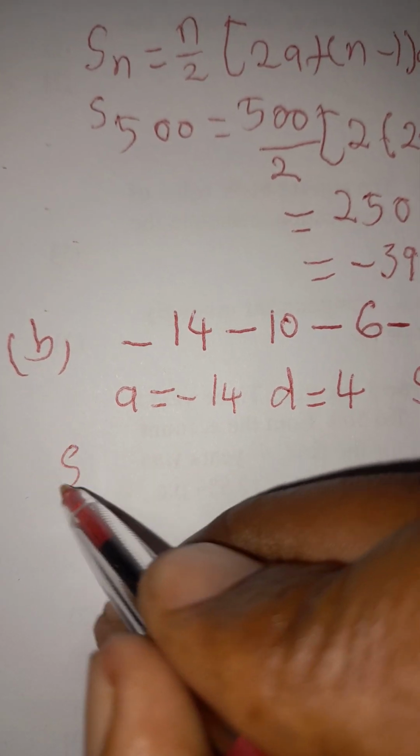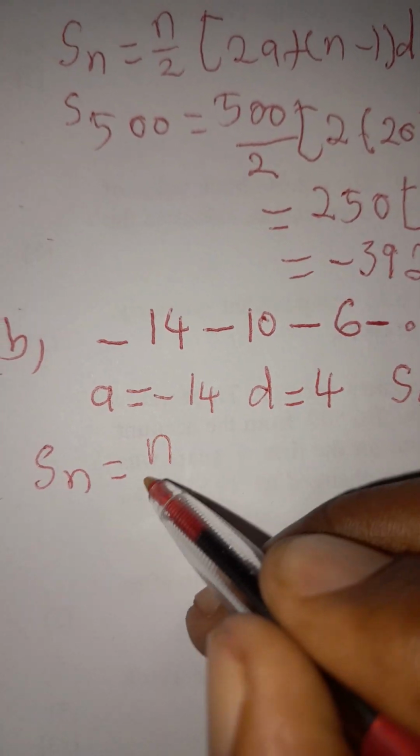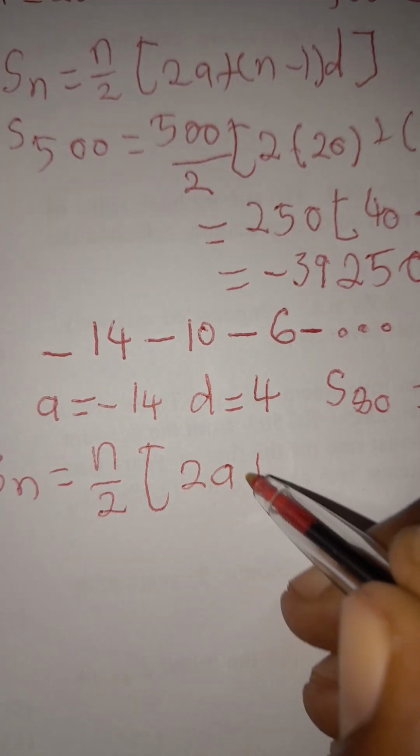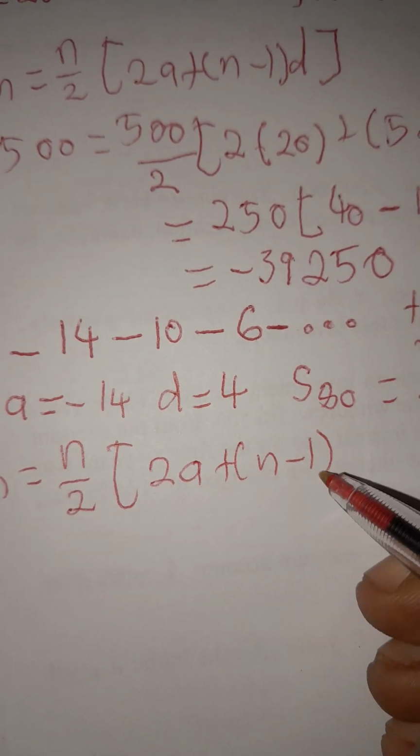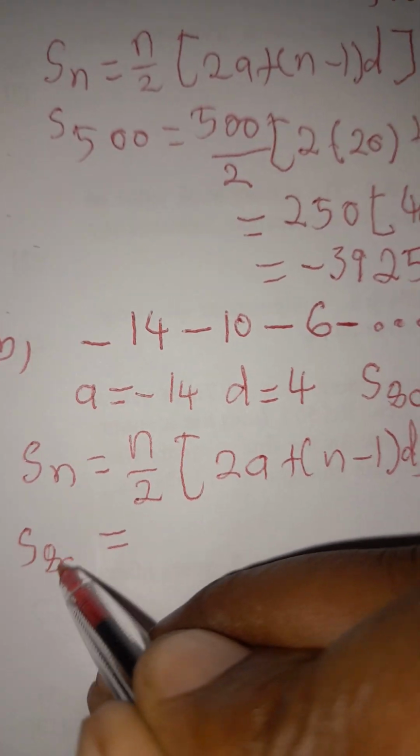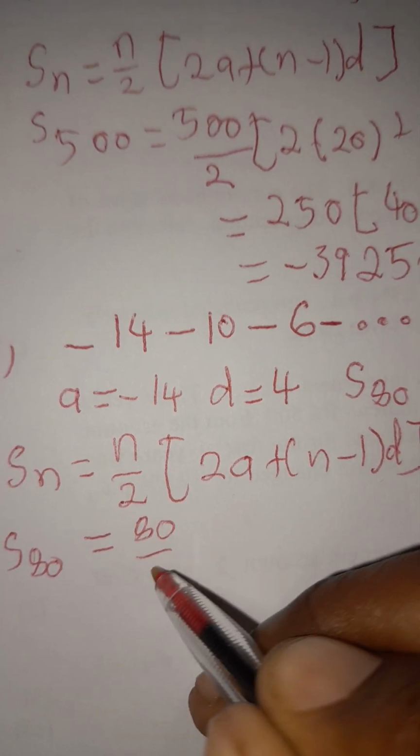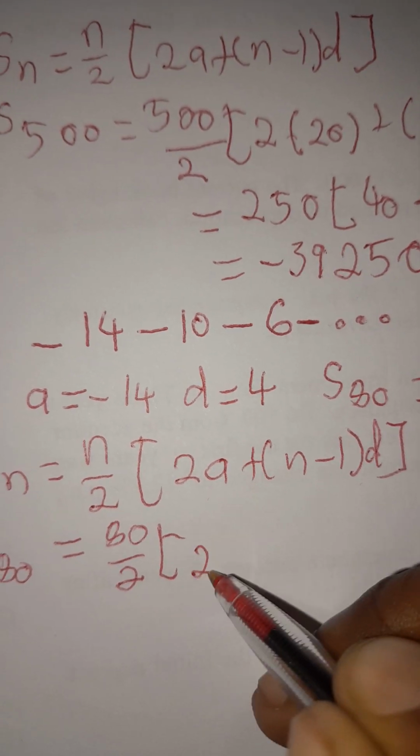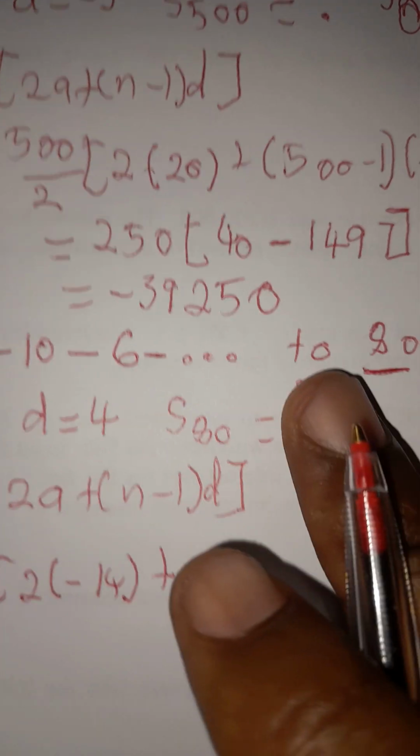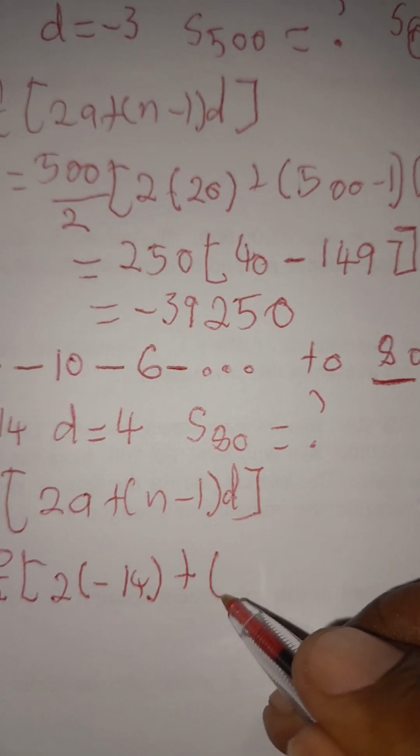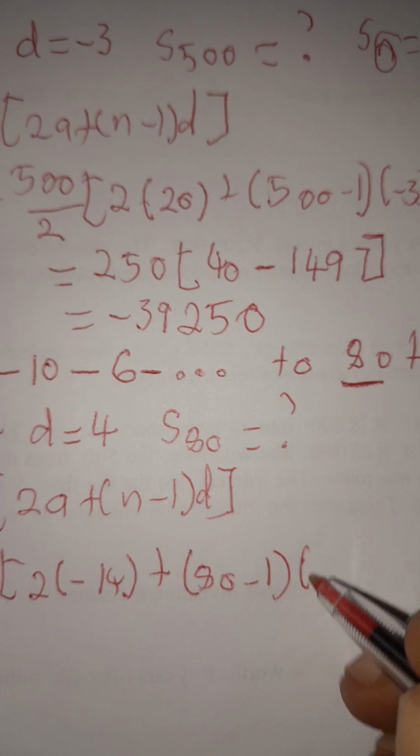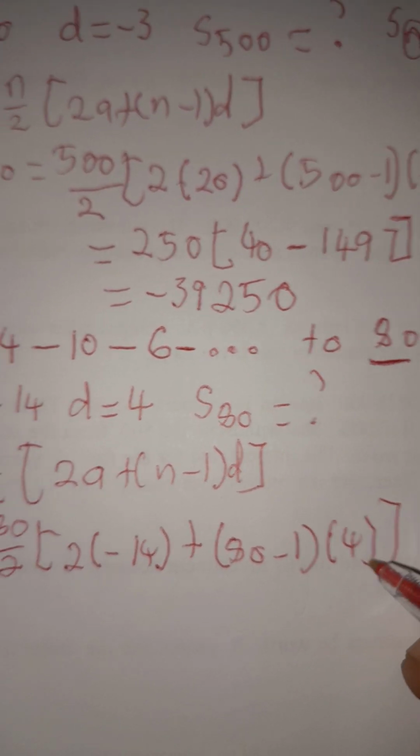Let's put this into practice using the formula: n over 2 times (2a plus (n minus 1) times the difference), calculating the sum of 80 terms. So 80 divided by 2, where a is negative 14 plus, our n is going to be 80, subtracted by 1. The difference is 4 in this case.